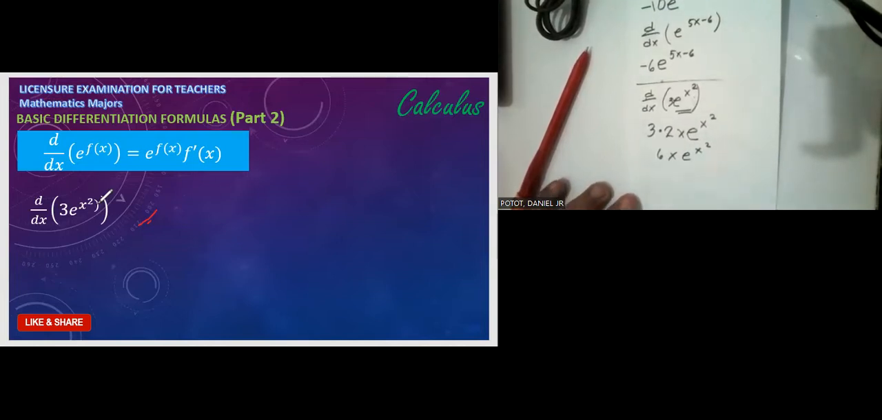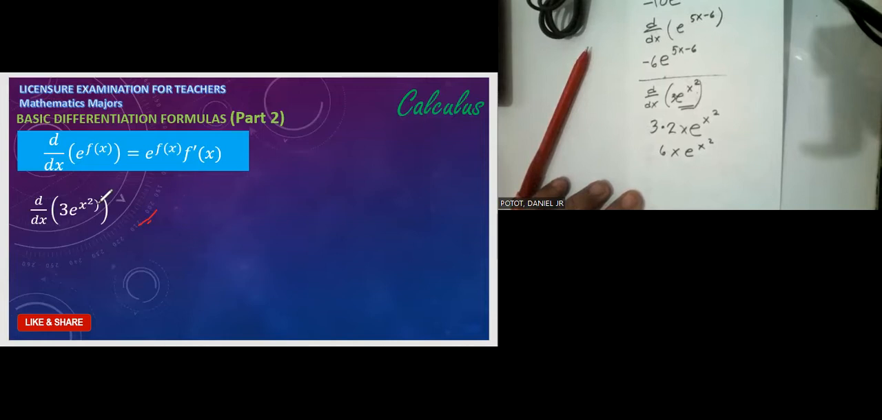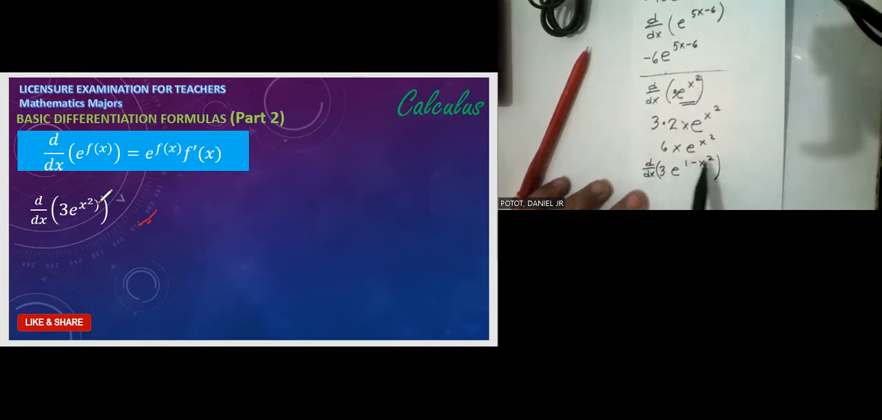All right? Now I just want to extend this one before we proceed to the next slide. So let's say that I have 3e to the 1 minus x squared. I am just changing the question for us to extend this a bit. As you can see, it's almost the same as this one. The only difference is that the power now is actually a binomial. Again, it's exactly the same thing. Just don't get confused with the exponential function formula.